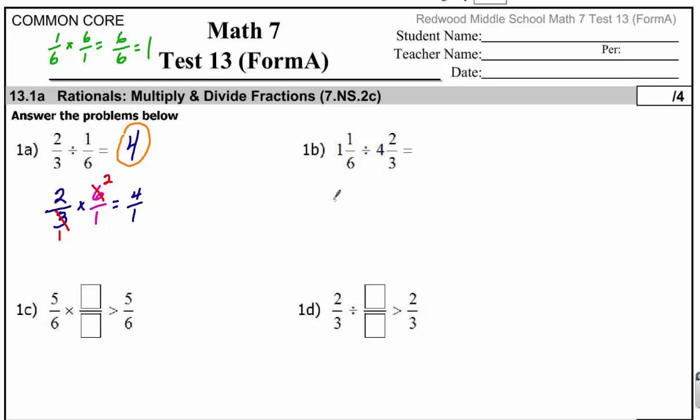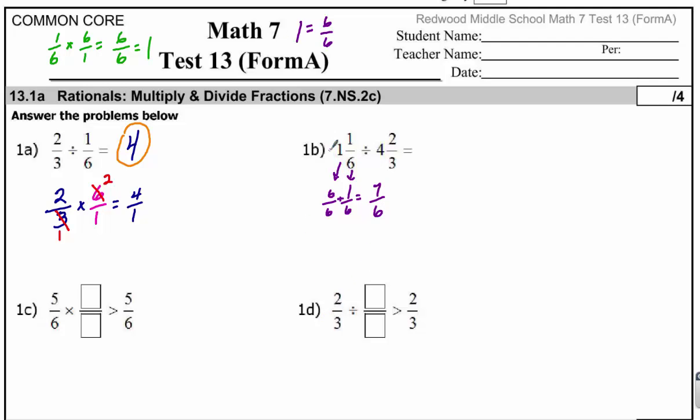Next one. Now here, before we can change it into a multiplication problem, we need to go ahead and change these both into improper fractions. So we're going to make this into an improper fraction. Here's what we know. We know that the number 1 has 6/6 in it. So this is 6/6 right here, plus another 1/6 that we had left over for a total of 7/6.